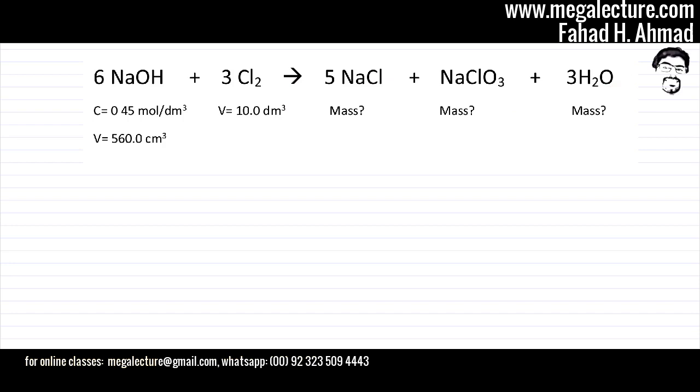Now, starting with the very basic thing, the first thing we're going to try and do is find the moles of NaOH that are involved in the reaction. Moles of NaOH can be found using the formula moles is concentration multiplied by volume. The concentration given is up to two significant figures, it's 0.45 mole per decimeter cube multiplied by the volume, which is 560.0 cm cube, but it should be in dm cube, so I'm going to divide that by 1000.